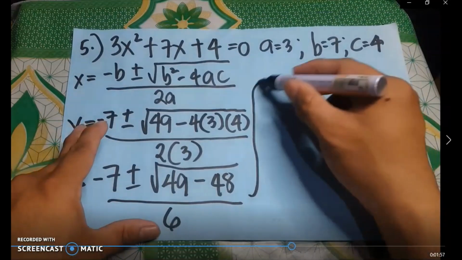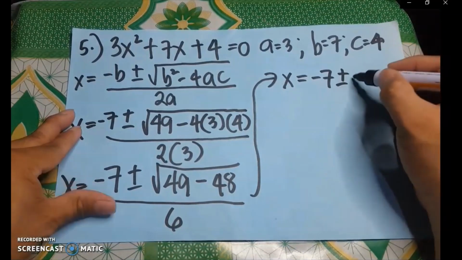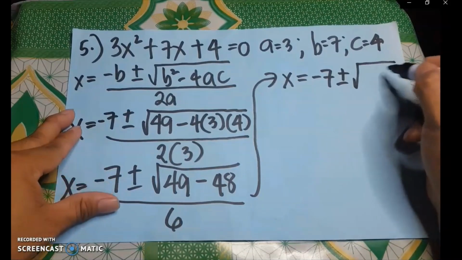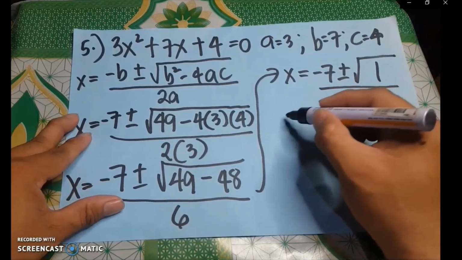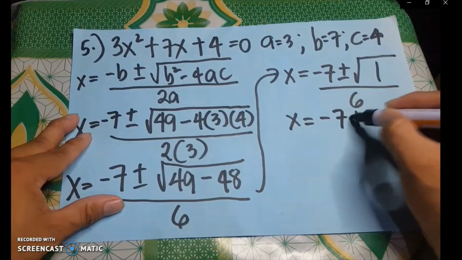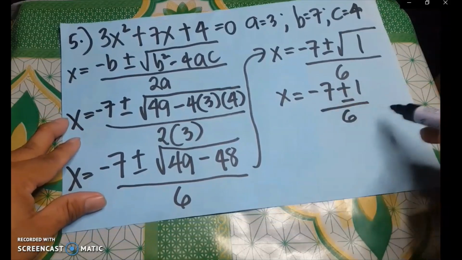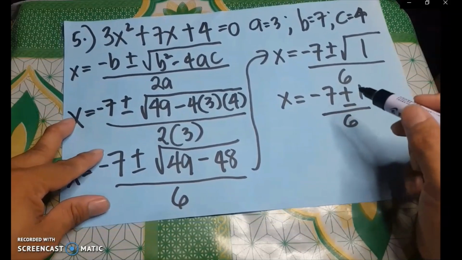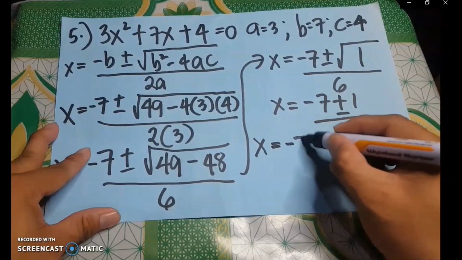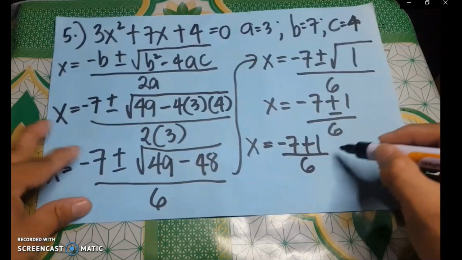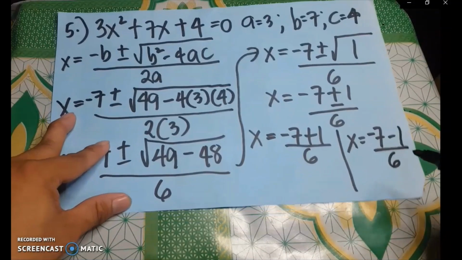Simplify what's inside the radical sign, continue it here. We do have x is equal to negative 7, then plus or minus the square root of 49 minus 48, that would be 1 all over 6. So we know that 1 is a perfect square. So we can simplify it as x is equal to negative 7 plus or minus 1 all over 6. So let's separate the two, this positive negative here, for us to solve for the solutions of a quadratic equation. So we do have the first equation as x is equal to negative 7 plus 1 all over 6, and the other one is x is equal to negative 7 minus 1 all over 6.